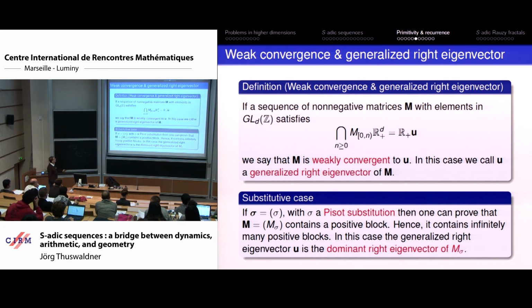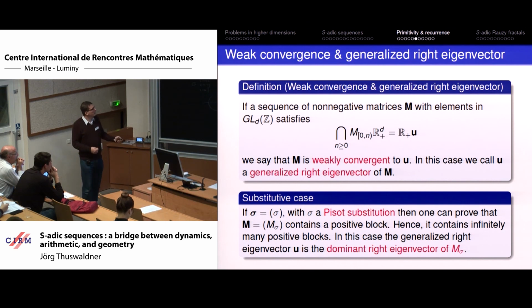Here's the definition. So if this shrinks down to a single value, we say that the sequence of matrices is weakly convergent. We had this in the Sturmian case. And we call the vector towards which this is converging the generalized eigenvector. And here is the remark I already made from the substitutive case. This is just the generalization of Perron-Frobenius.